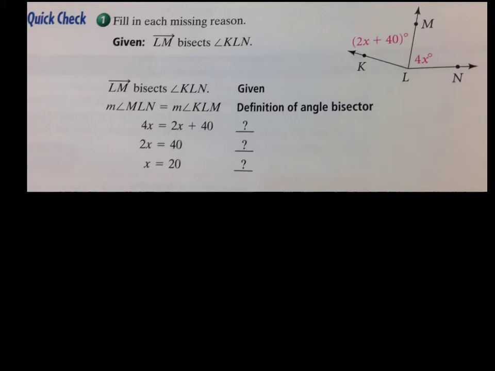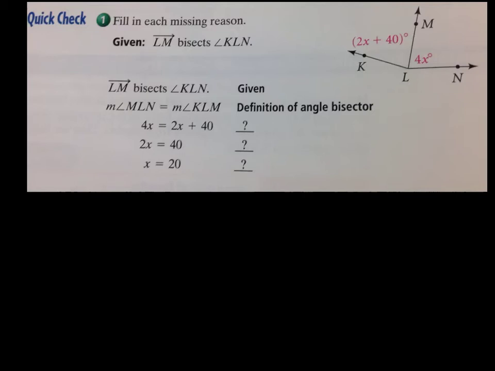This is what I said. Okay, first we start with the given that ray LM bisects angle KLN, which means it cuts it into 2 equal halves. So the next step we can say the measure of angle MLN equals the measure of angle KLM, and this step is given to you. The reason is definition of angle bisector, and that is a very important step, and you need to remember that for problems in the future.